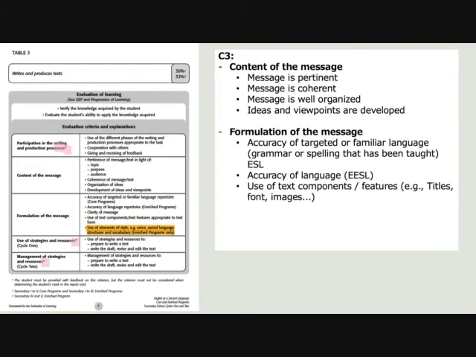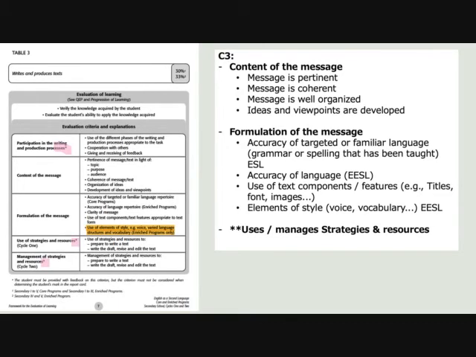You can also give them grades for the use of text components, because if we're really focusing again on reinvesting, so using things like title, different font or images, then yes, you can grade them on that. How well did they use some of the text components and features? In ESL, enriched, we're also looking at elements of style. Are they using a formal register when speaking to adults? What kind of vocabulary and expressions are they using? Idiomatic things. Okay, so strategies and resources. So those are the things that we are evaluating them on.